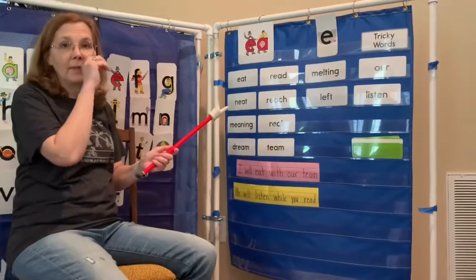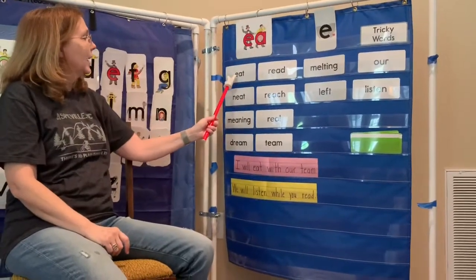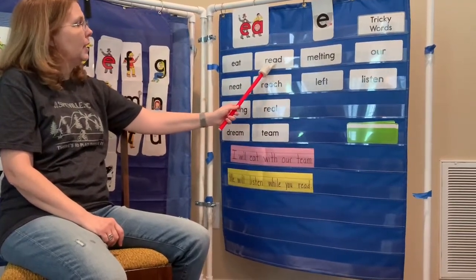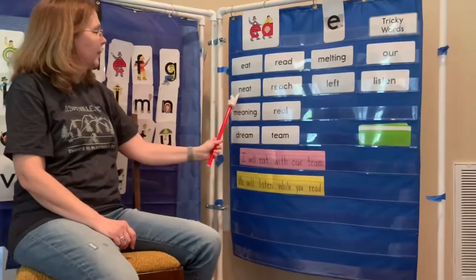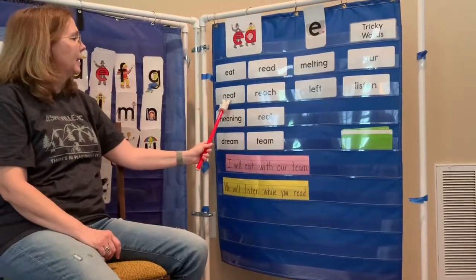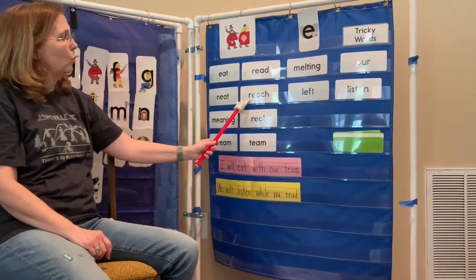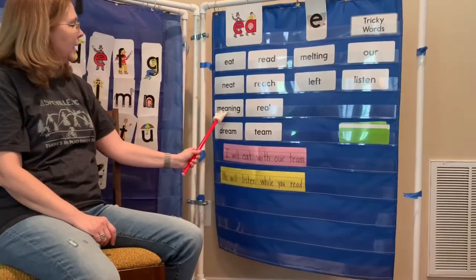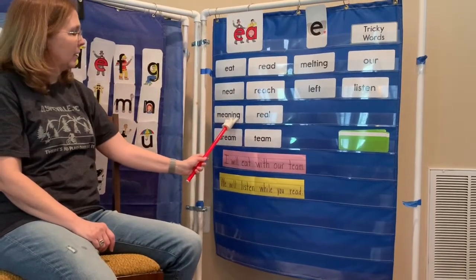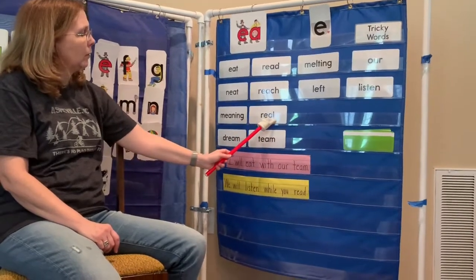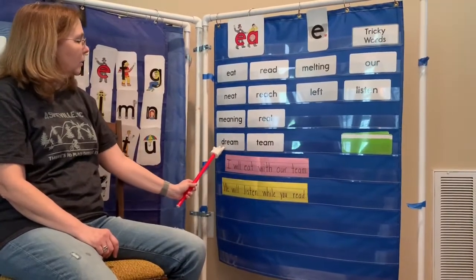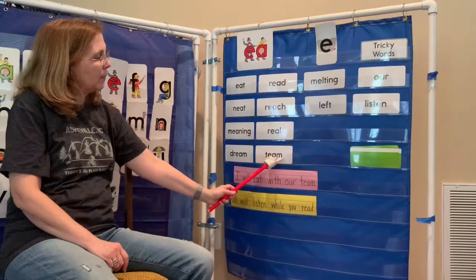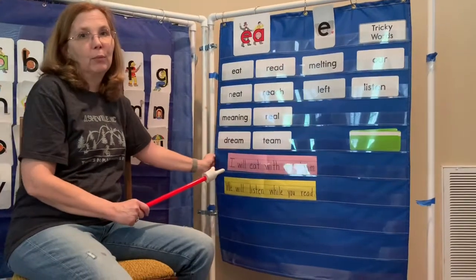Now, let's go ahead and sound out these words and read them in EA. Eat, read, eat, neat, each, reach, in, meaning, real, dream, team. Now let's go back and read the words.